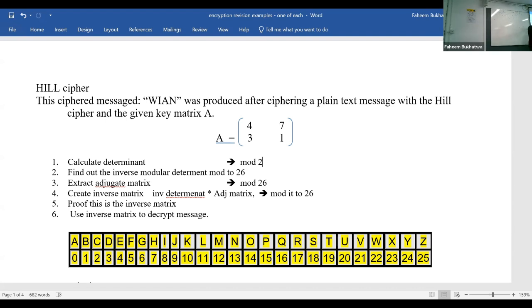So here are the steps that you need to do to decipher the message. First, you need the inverse of that matrix. To get the inverse of the matrix, you need the determinant of this matrix and work out the determinant of the other matrix. There should be 126, right? Calculate 126.